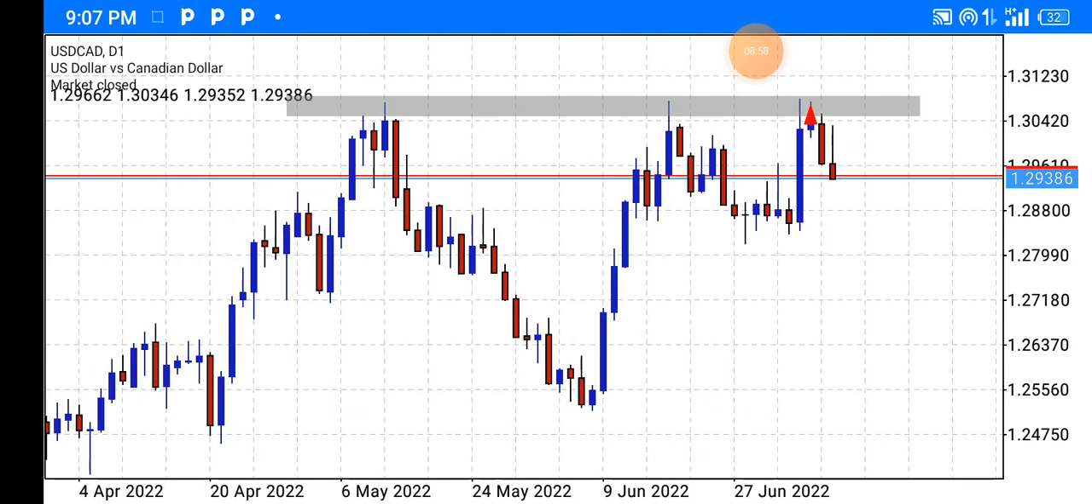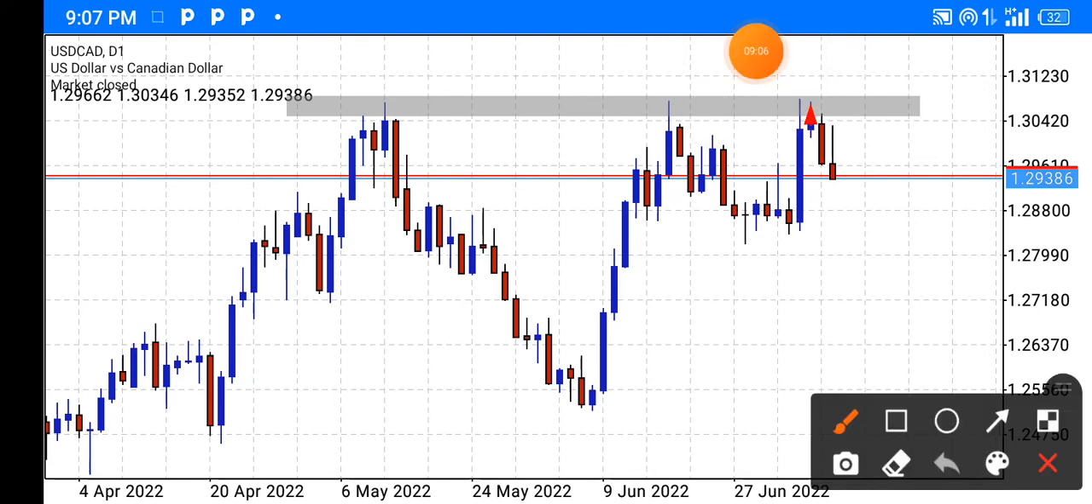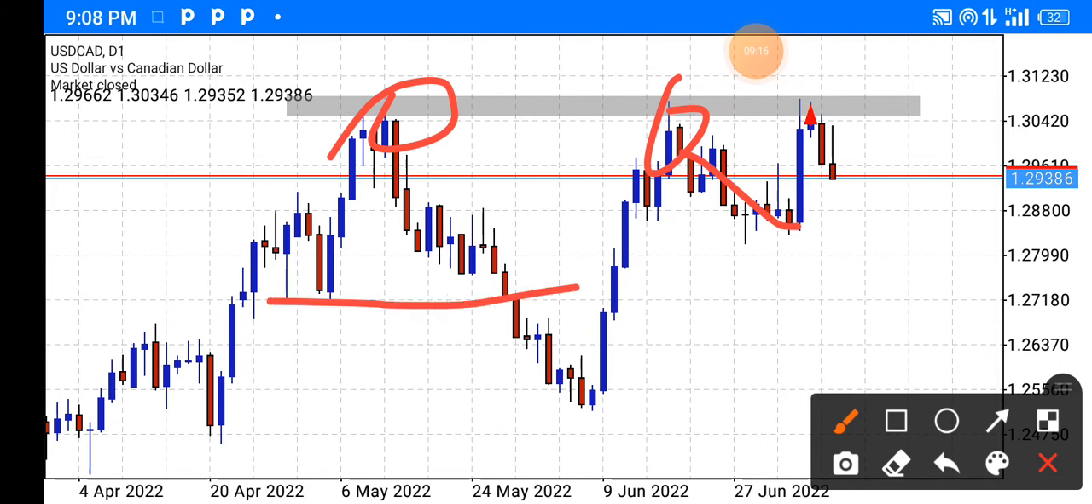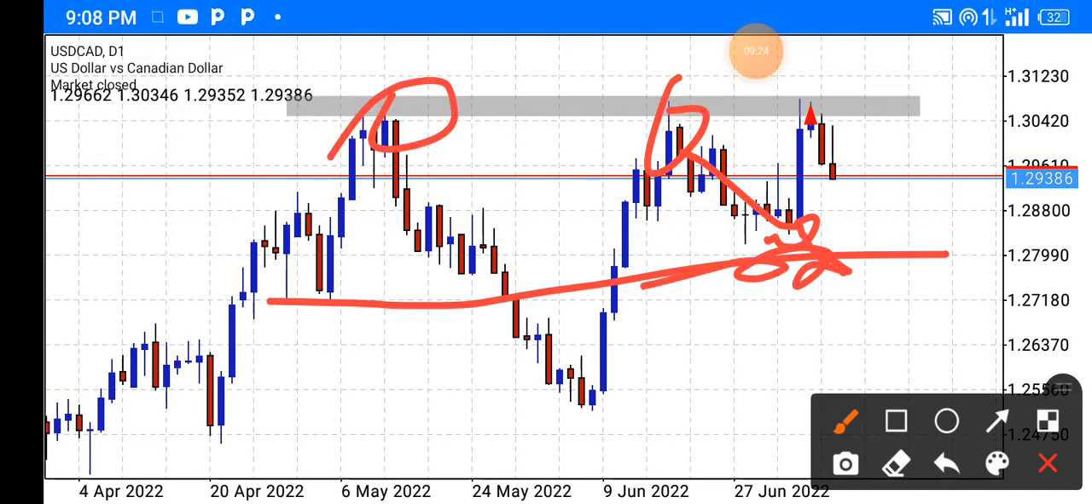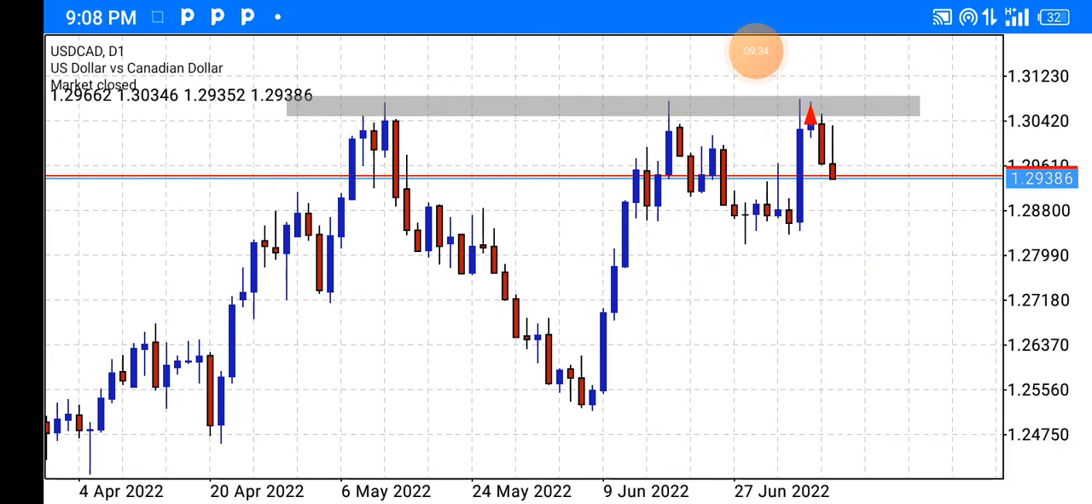Let's see what happened. You find out that they retested in this same place, the same thing happened here. So there's a pullback, but it was not strong. The Canadian dollar is not strong enough to take this support at this level again. There's a push, an engulfing candle which engulfs here, which means that actually the US dollar is very strong.